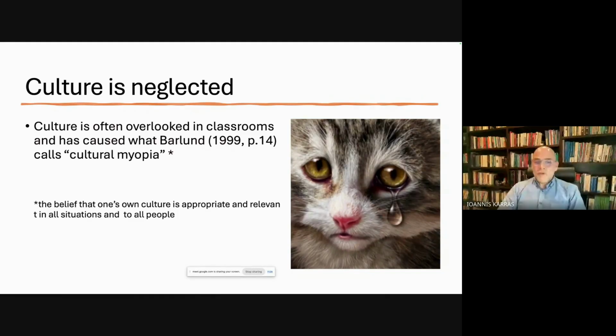Now, I don't know if you agree, but I still feel that culture is often overlooked and often neglected in classrooms. And Barland talked about this and called it cultural myopia. As I explained below, it's the belief that one's own culture is appropriate and relevant in all situations and to all people. And even, especially in the past, even when books tried to incorporate culture, they did it in a kind of fragmented way.